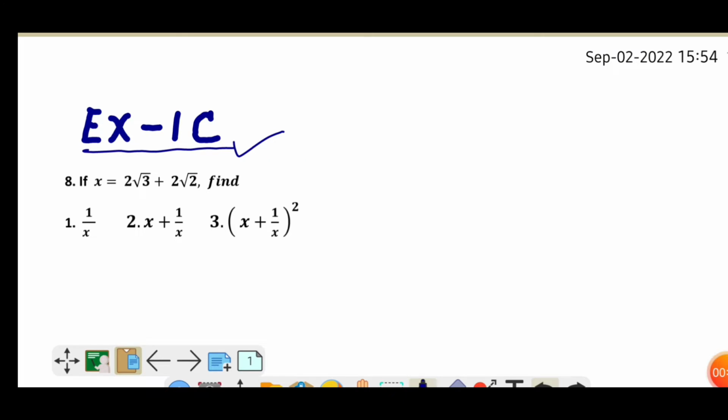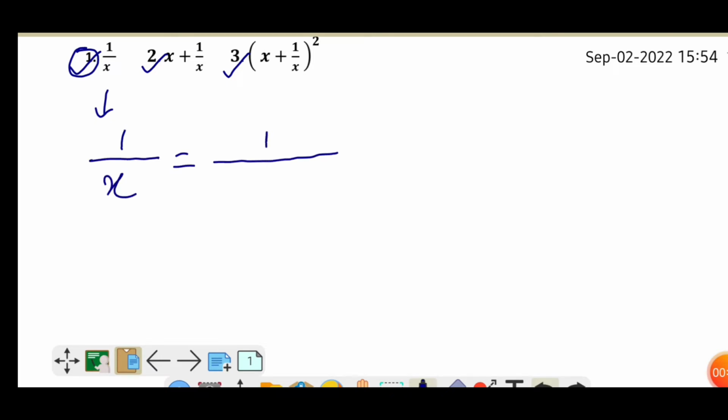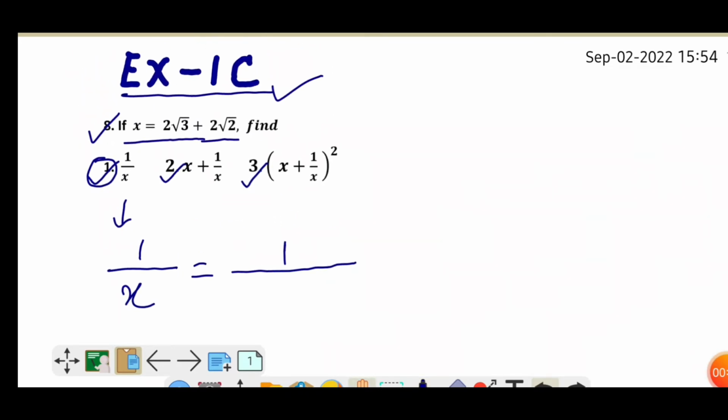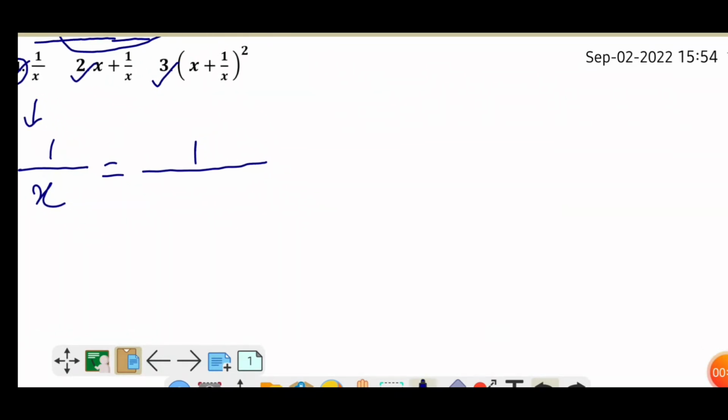So question number 8 of exercise 1C is, if x equals 2 root 3 plus 2 root 2, find 1 by x, x plus 1 by x, and x plus 1 by x whole square. So let's solve question number 1, that is 1 by x. So here we have to put the value of x which is given in the question, that is x equals 2 root 3 plus 2 root 2. So putting this value here, 1 by 2 root 3 plus 2 root 2.